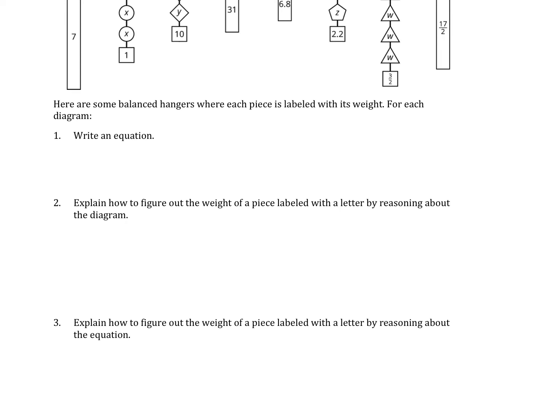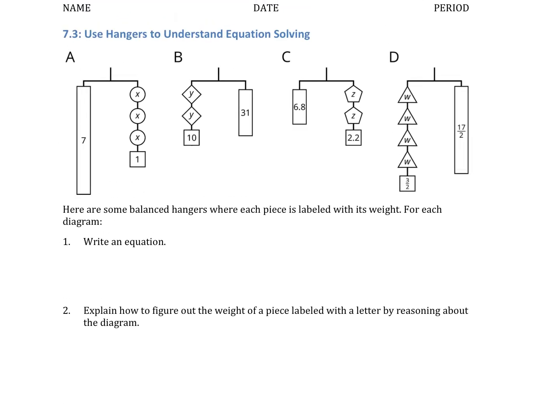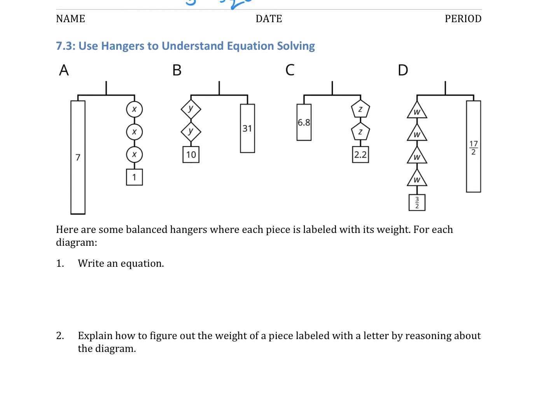All right, let's start with the equations. So for hanger A, I'm just going to write the equations under the hanger. So on the left side of the hanger, I have a 7. Then I have the middle of the hanger, so I'm going to put my equal sign. On the right side of the hanger, I have a 3x, and I also have a 1, so I'm going to do plus 1. So my equation is 7 equals 3x plus 1.